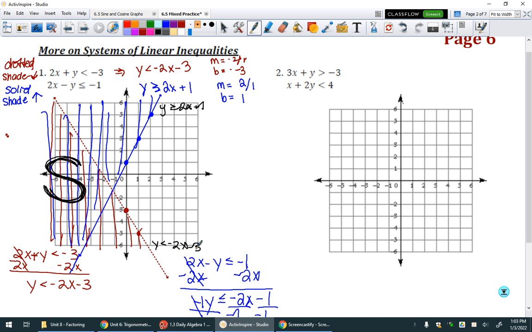William, Diego, Armand, how are we doing? Good? Diego, how are you doing? I know you were absent for a couple days. You're putting it into y equals mx plus b? Let's do that. Okay, so now we're going to shade.